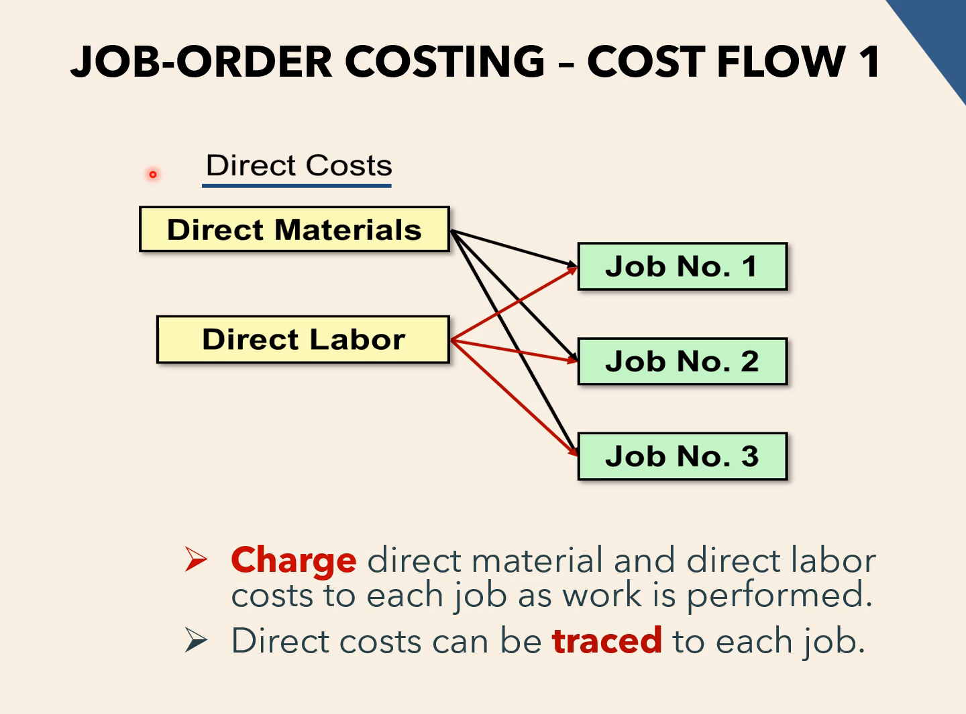Now we will learn how to trace direct costs such as direct material and direct labor to jobs number 1, number 2, and number 3. We will charge direct material and direct labor costs to each job as work is performed. For example, job number 1 requires 3 pounds of direct material and 2 hours of direct labor. You need to put this on the record so that direct costs can be traced to the job.